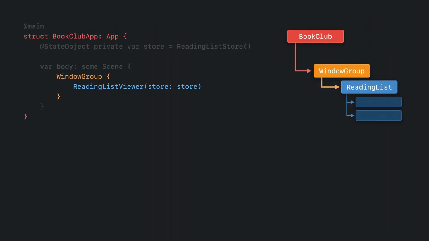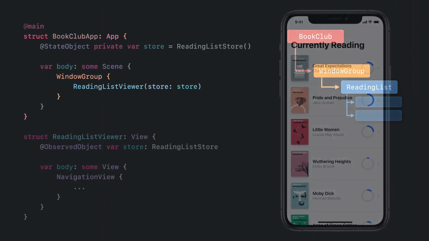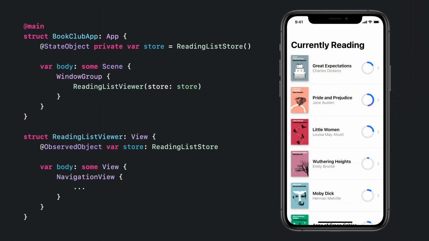You'll notice that the structure of the code matches the hierarchy of ownership we saw earlier. The app contains the scenes, and the scenes contain views. You might also notice that our app declaration looks similar to a custom view declaration. For example, both views and apps are able to declare data dependencies. Here, our reading list viewer observes a reading list store object.